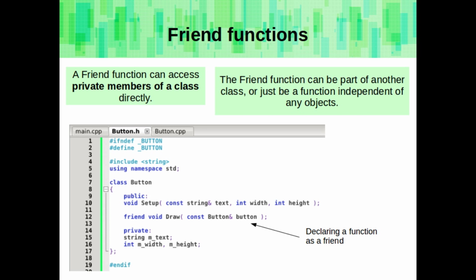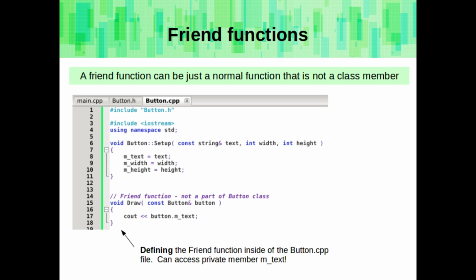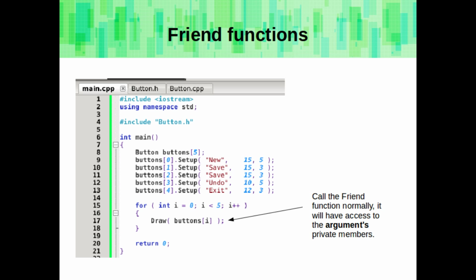A friend function can access private members of a class directly. The friend function can be part of another class, or it can just be a function independent of any objects. So here, our draw function is not a member of any class. It is just a normal function. And since it's a normal function, we just call it normally, like any other function.